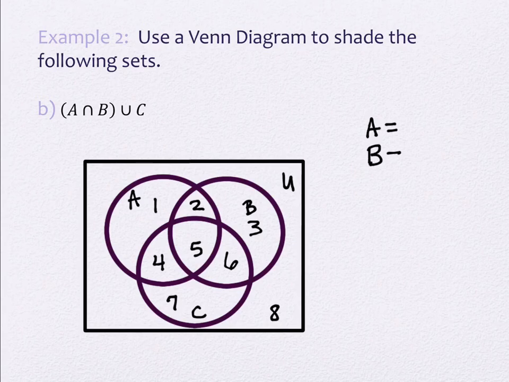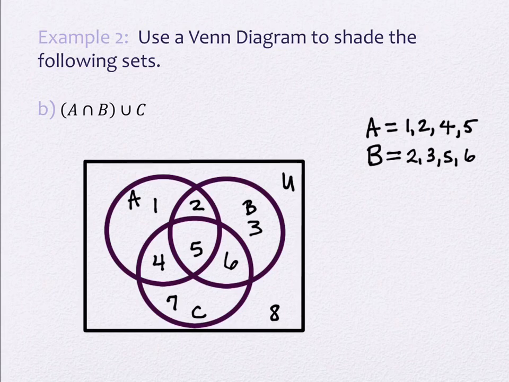So what values, what sections of the diagram are inside of circle A? 1, 2, 4, and 5. What values are inside set B? What numbers? 2, 3, 5, and 6. Everybody good so far? Okay, those are the individual pieces.